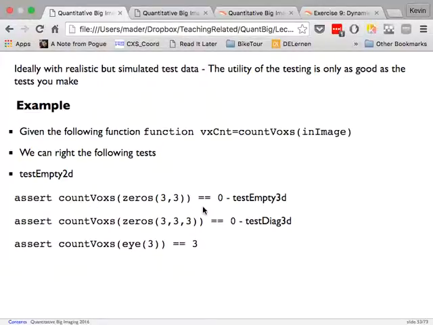You can also have hard-coded data sets inside of there. So if you have specific structures that you know you'll be looking at frequently, you can load those in and make sure that you get the output on this that you expect.